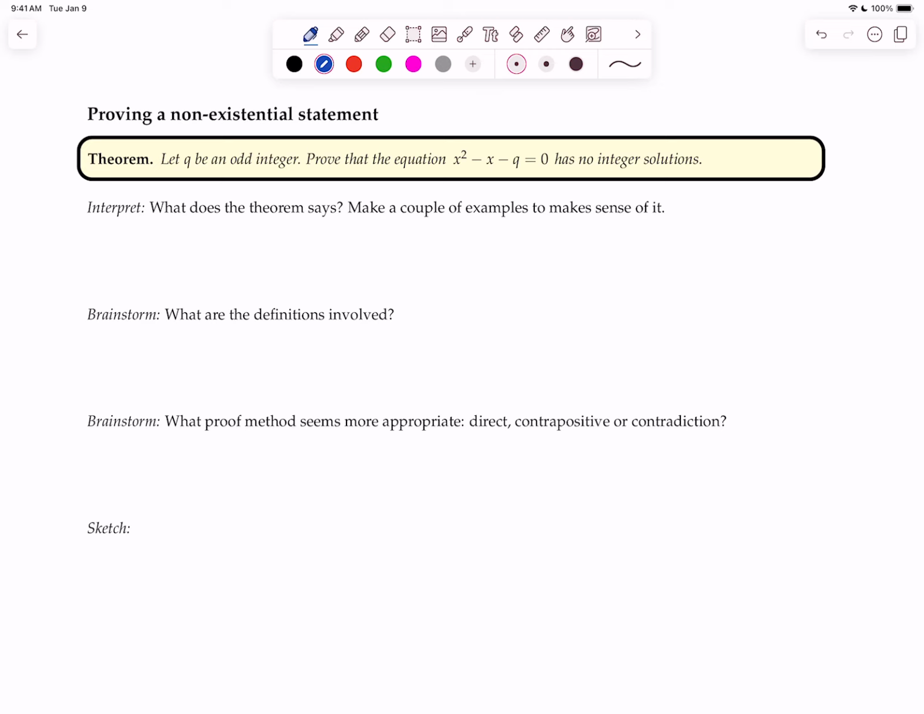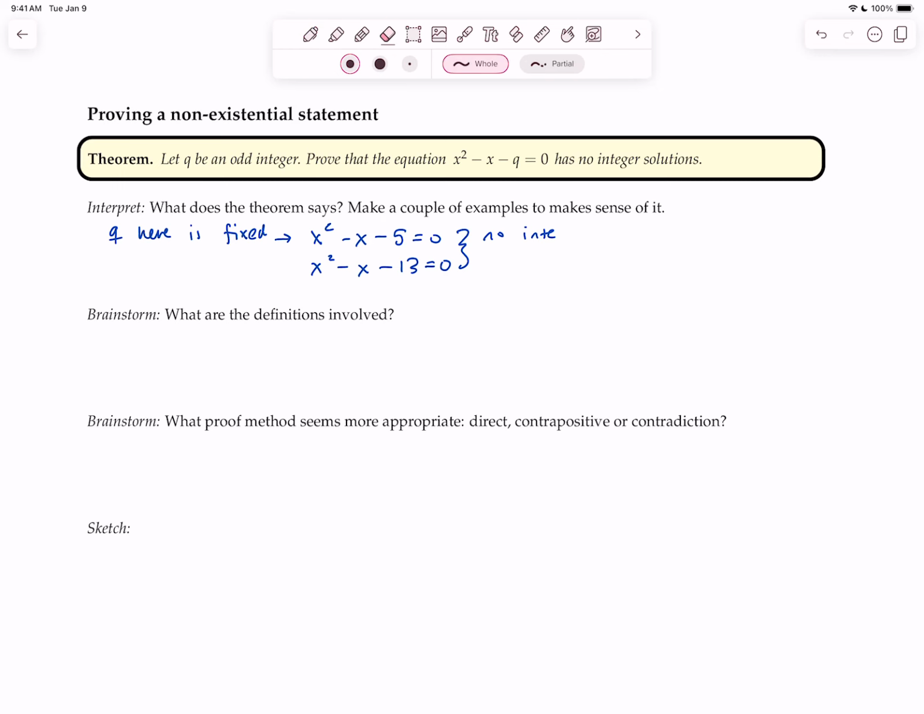So what does this theorem even say? Okay, q here is fixed, right? So q is an odd integer. So maybe it's like 5 or 7. So we're looking at x squared minus x minus 5 equals 0, or maybe x squared minus x minus 13 equals 0. And we're saying that this has no integer solutions, which means that there's no integer x so that these equations hold.